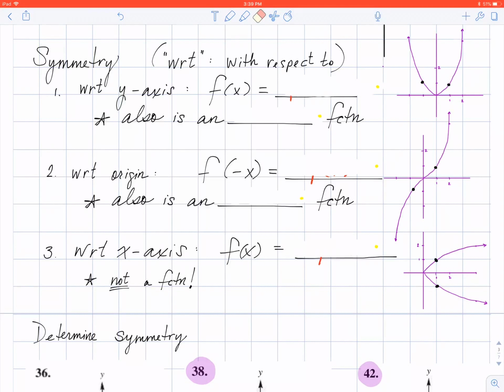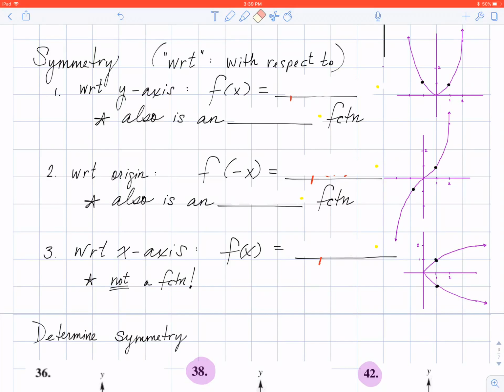Hey there, so this is still section 2.1, and I'd like to take a look at the symmetry portion of the notes in this section. We know what the word symmetry means in our own English language, but in math we have a couple of different types of symmetry. We're going to talk about 3 today, but then later on in the semester we'll talk about a different type of symmetry.